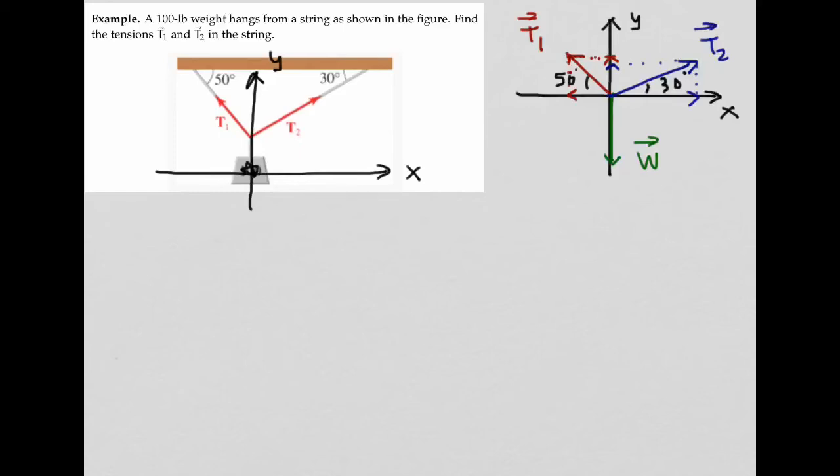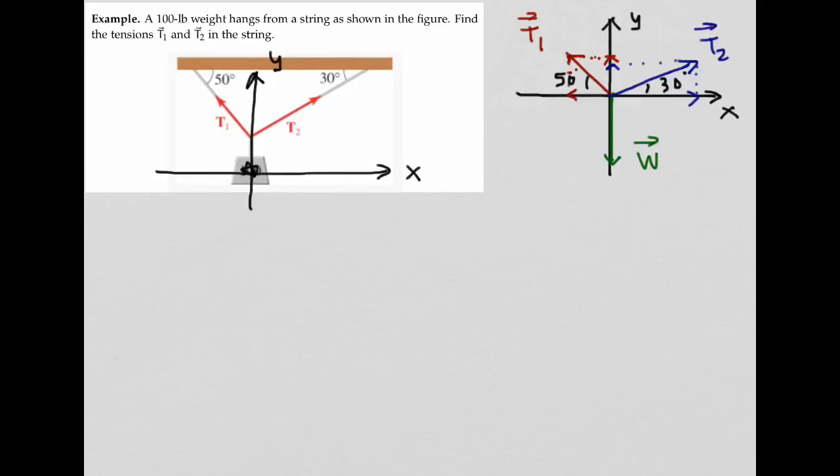We have W, which is the force due to gravity. It's pulling the weight straight down. That's why I illustrated it as the green vector pointing straight down. We have a second force, which is the tension T1 in the first string. And the third force is the vector T2, the tension in the second string. From the geometry of the picture, notice how the vector T2 makes 30 degrees with the positive x-axis, and the vector T1 makes 50 degrees with the negative x-axis.